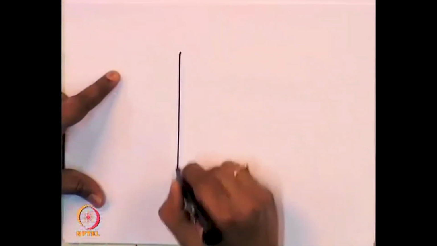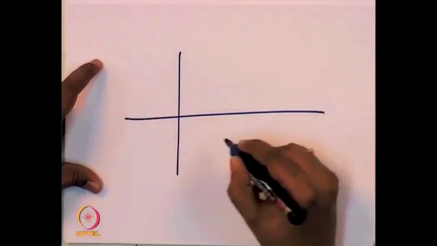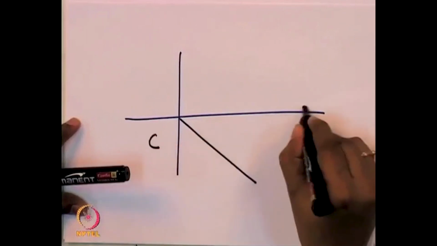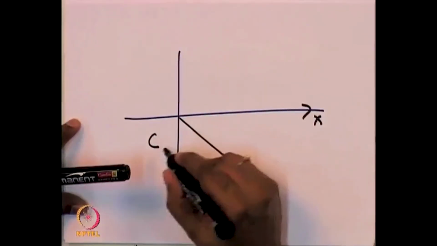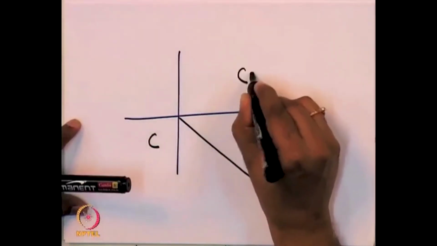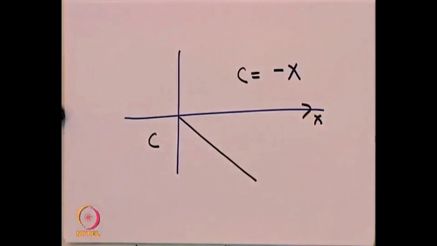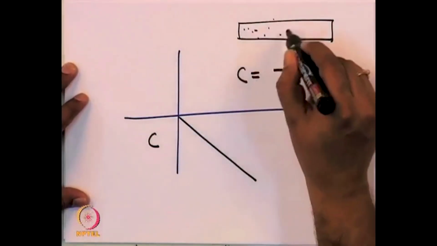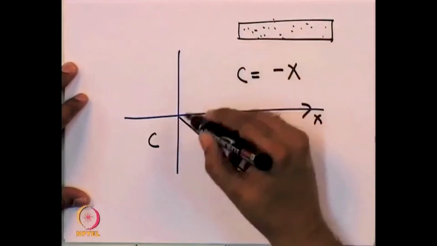Now, let us take some particular function for concentration, just for fun. Let us take a simple example for C. Let us imagine that C decreases in a linear manner. This is C and this is X. So the concentration decreases linearly. What does it mean? It means C is equal to minus X. If we have a container having concentration, the concentration decreases as we go along the x-axis, and this decreases in a linear manner.